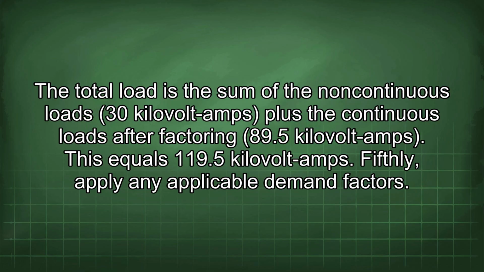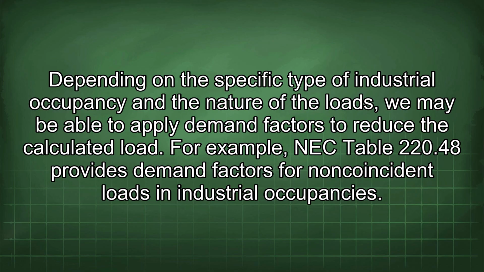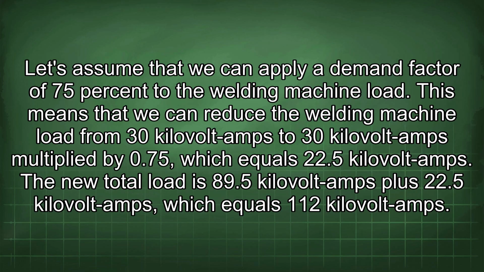Fifthly, apply any applicable demand factors. Depending on the specific type of industrial occupancy and the nature of the loads, we may be able to apply demand factors to reduce the calculated load. For example, NEC Table 220.48 provides demand factors for non-coincident loads in industrial occupancies. Let's assume that we can apply a demand factor of 75% to the welding machine load.